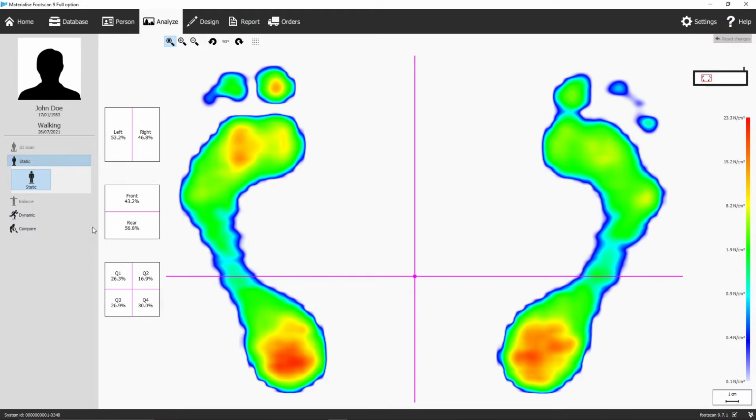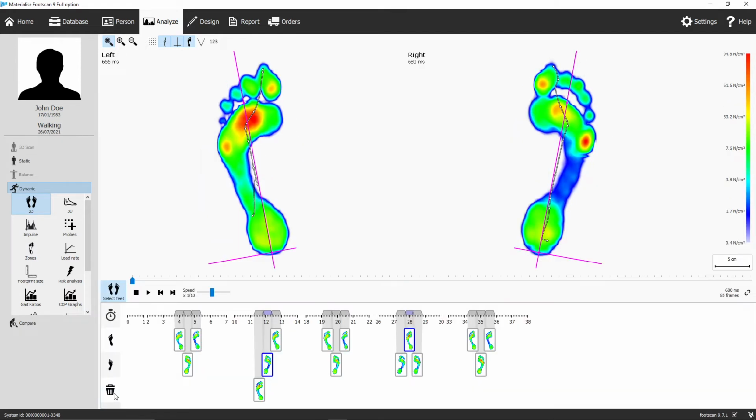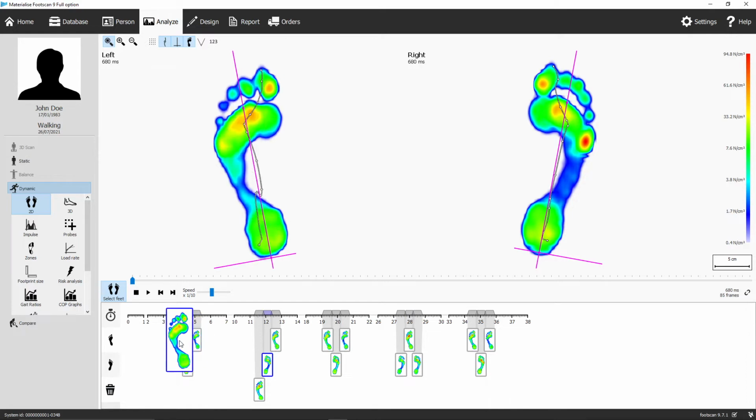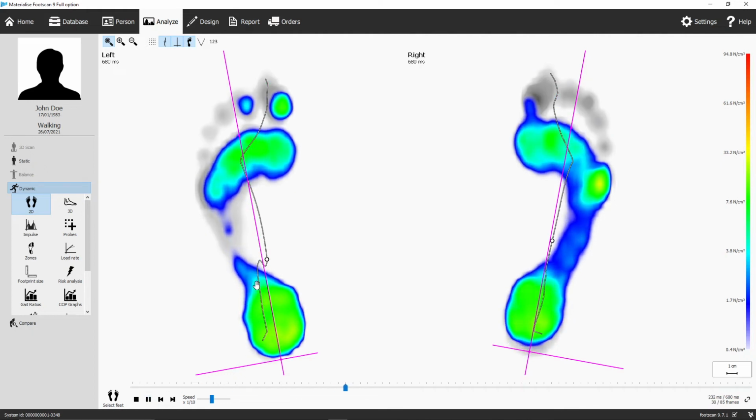In the dynamic screen, there are several options you can use to give feedback to your patient. The 2D is the first one. By clicking on Select Feet, you can choose which foot you want to analyze. You can show the roll-off pattern, explain where the peak pressure points are, and show how their center of pressure line progresses during the roll-off.